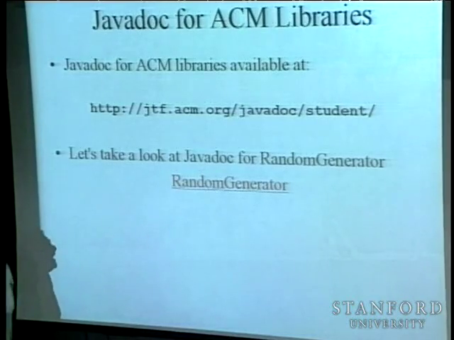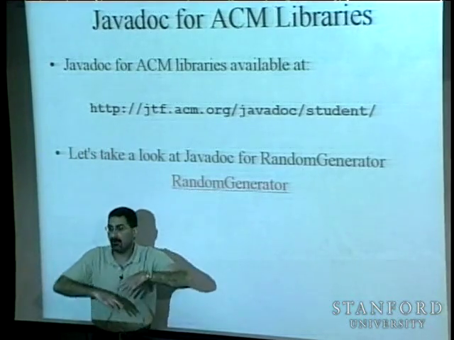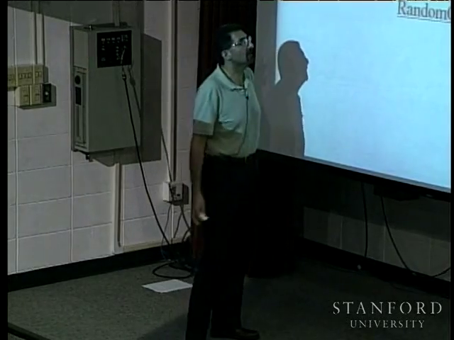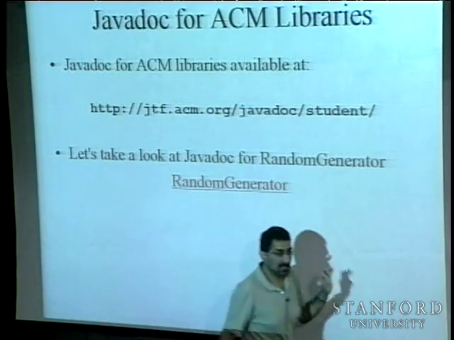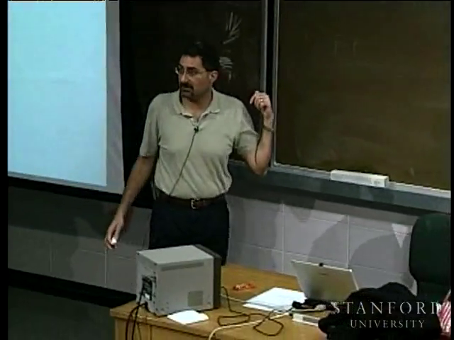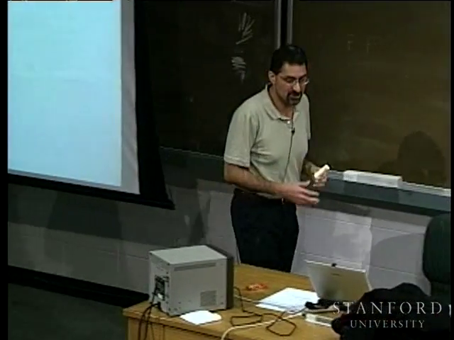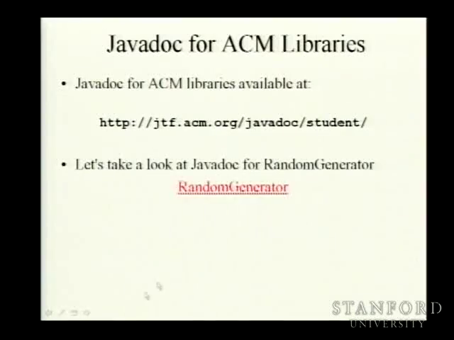It's just a beautiful thing. You can actually see the JavaDoc for all of the ACM libraries. So you can just, to your heart's content, look them over. But let's just look at one particular example. Remember RandomGenerator that we looked at together last time from the ACM libraries? Let me just show you the JavaDoc for that so you get a sense for what's actually going on.